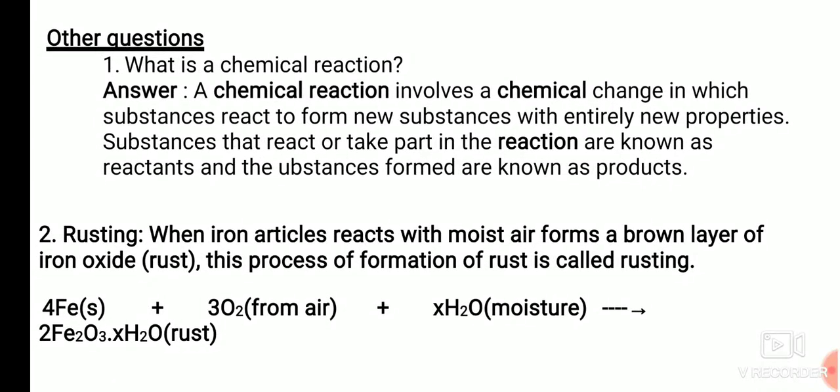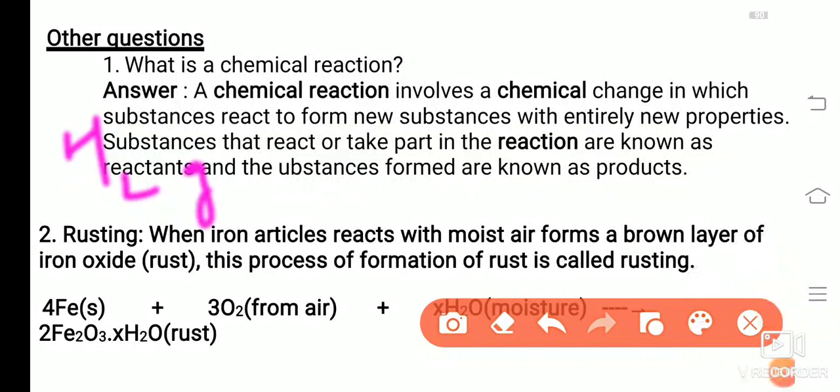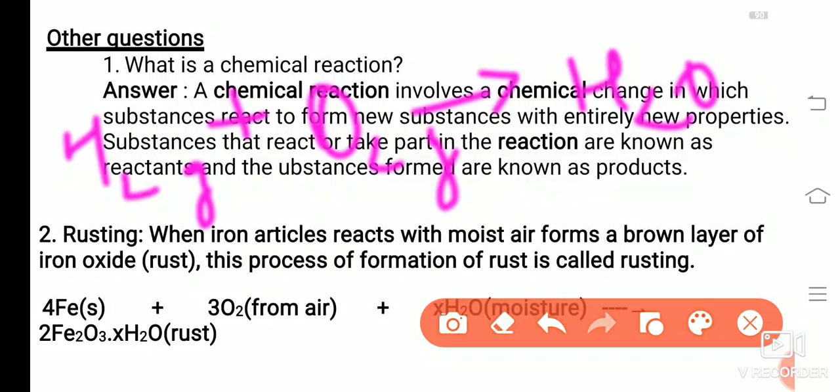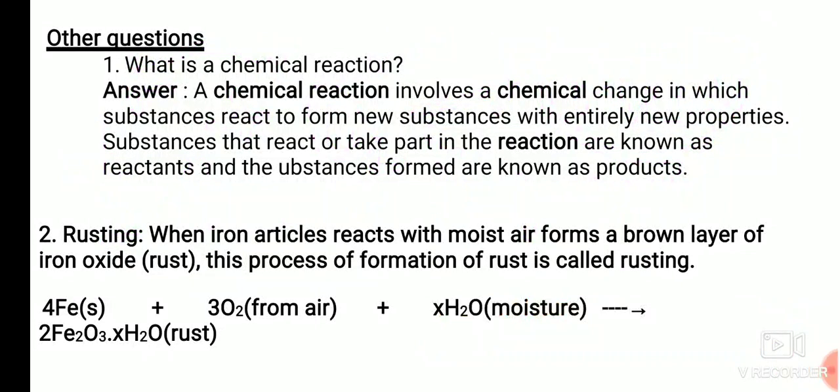Now you can see, what is a chemical reaction? That is a question which is not covered. A chemical reaction involves a chemical change in which substances react to form a new substance with entirely new properties. For example, when hydrogen, which is a gas, reacts with oxygen, which is also a gas. Oxygen supports burning and hydrogen is used as a fuel, but when they react they form water. It will work as a fire extinguisher. So the water is entirely different from the hydrogen and oxygen. When two or more reactants react together and form a new compound which has entirely new properties, right? That is called a chemical reaction.